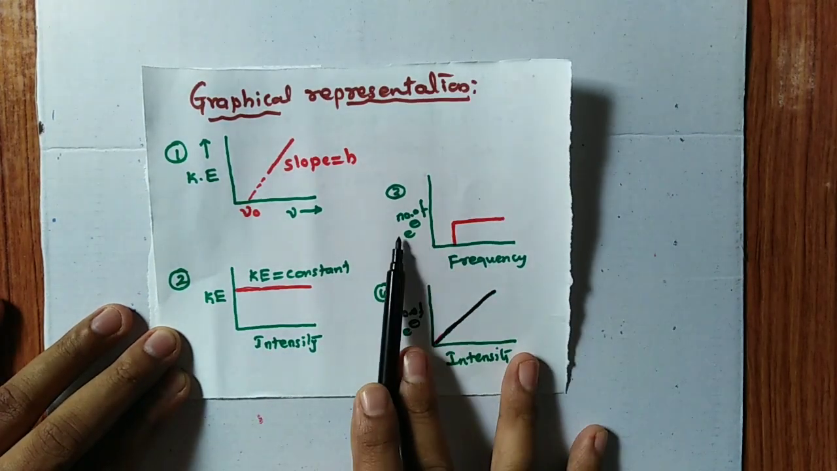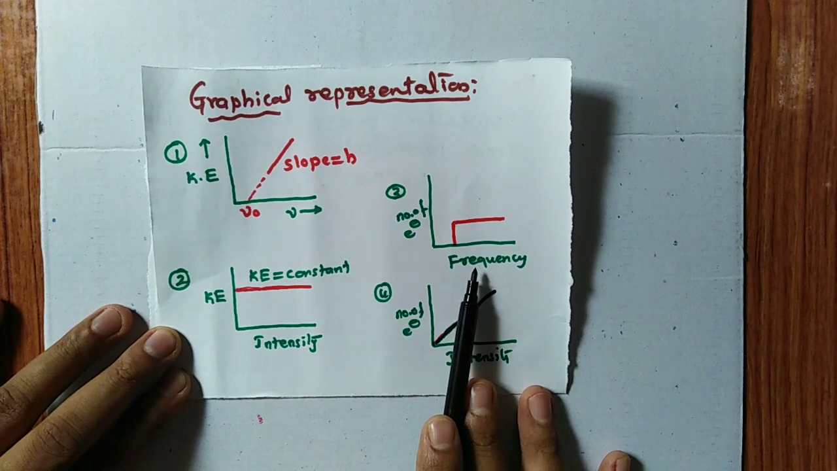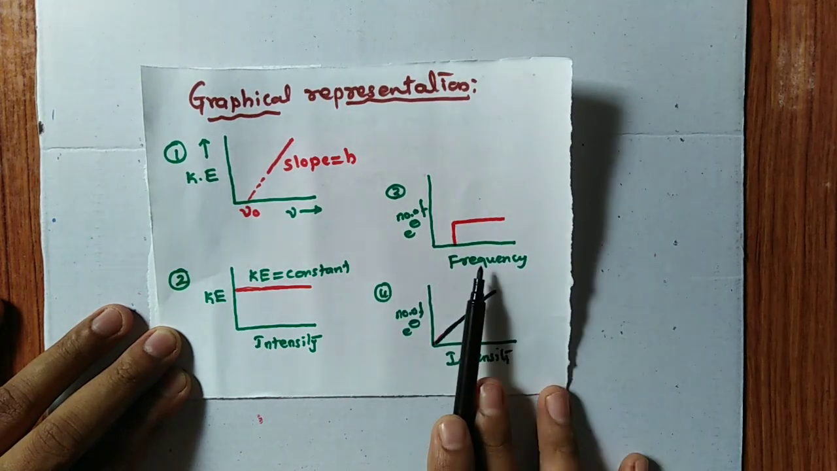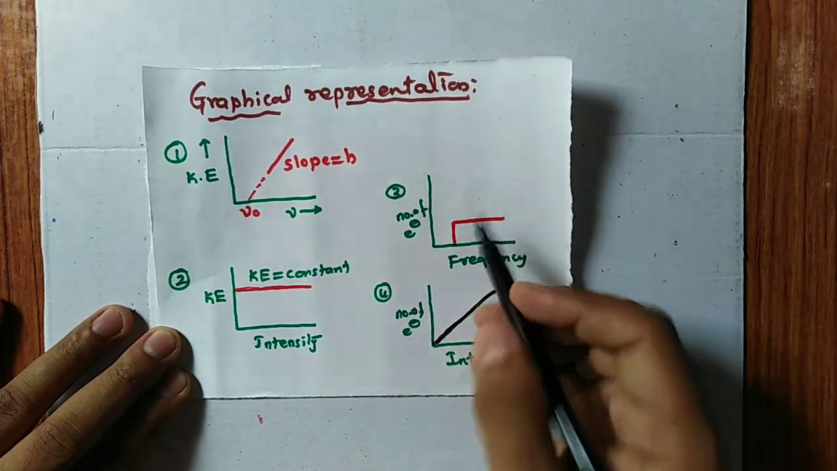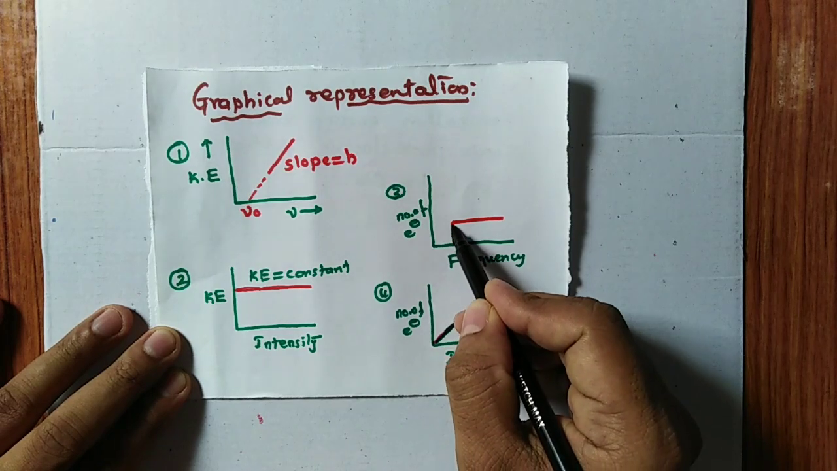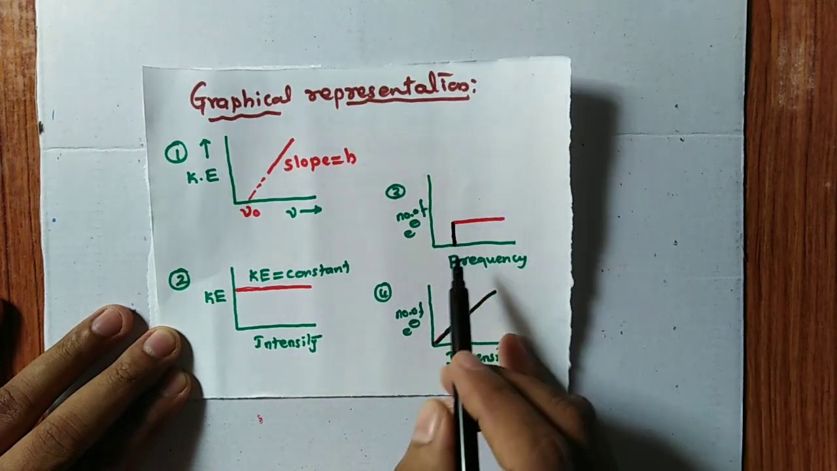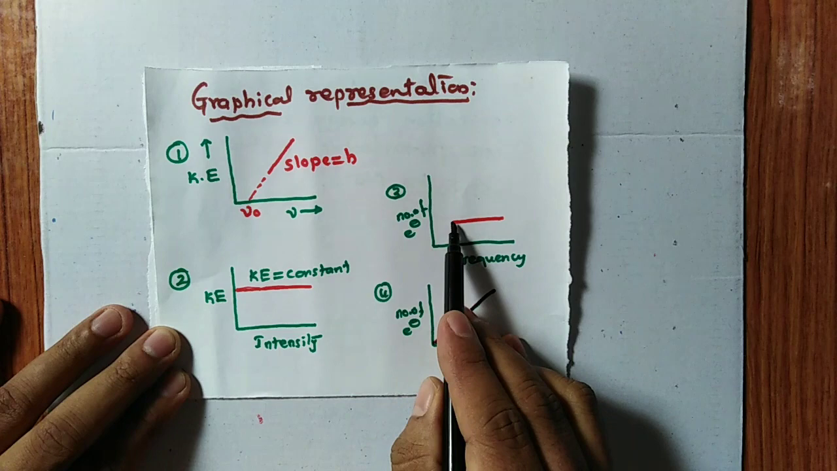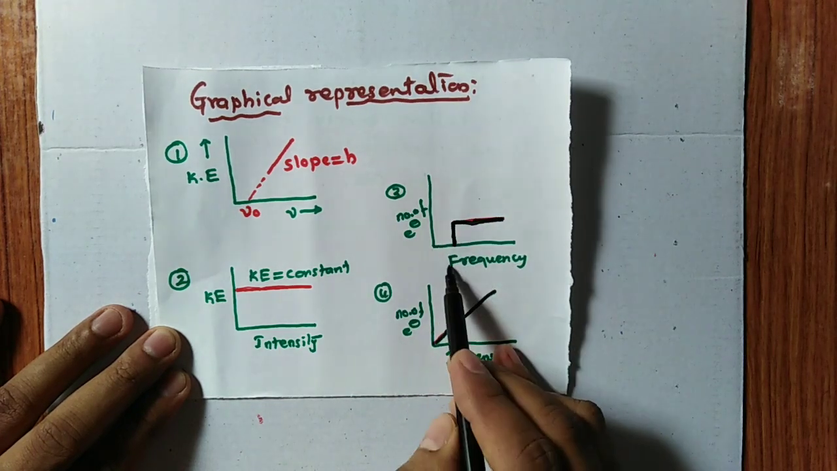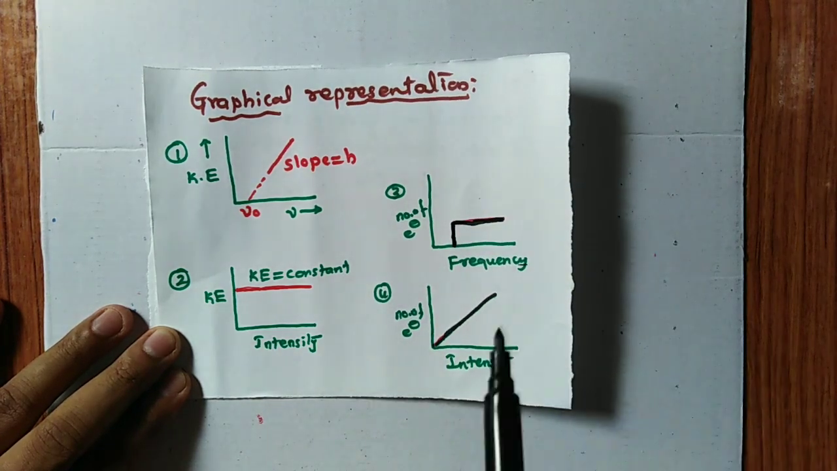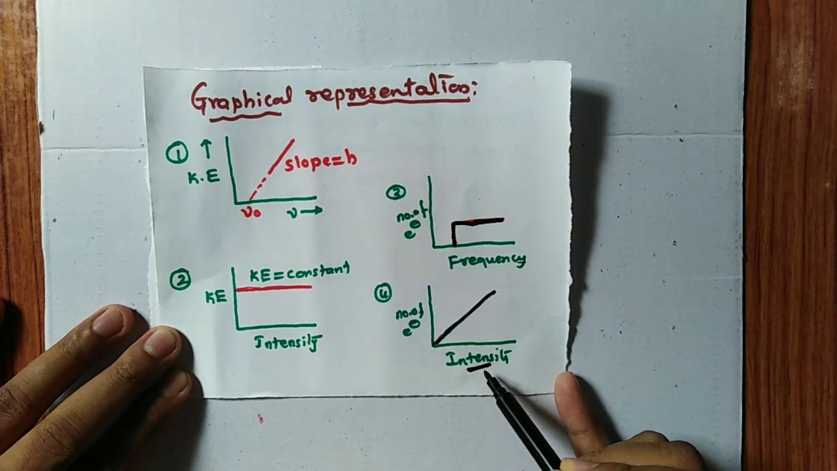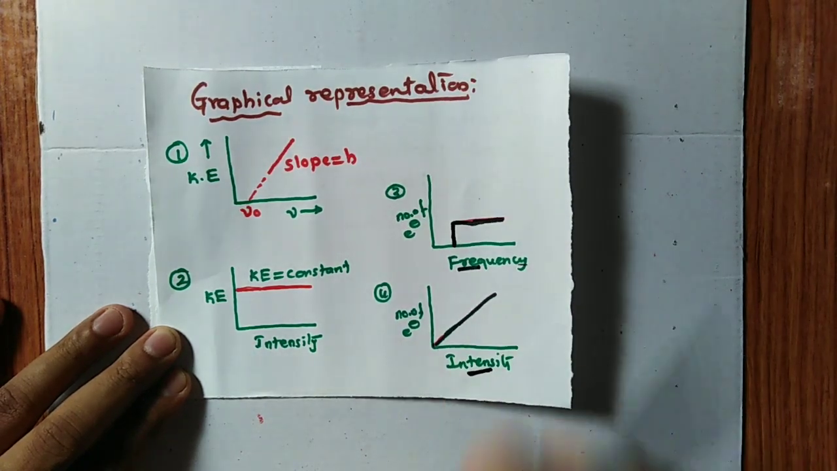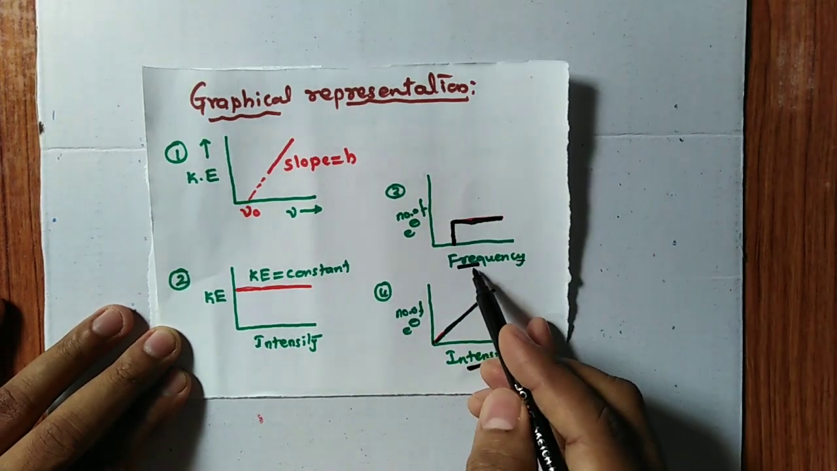Third graph: number of electrons ejected against frequency. It needs some threshold frequency, so remember threshold frequency is needed. But after some point, the number of electrons is constant as the frequency increases, because at that time it is based on the intensity, not the frequency. But to start the ejection, frequency is needed.